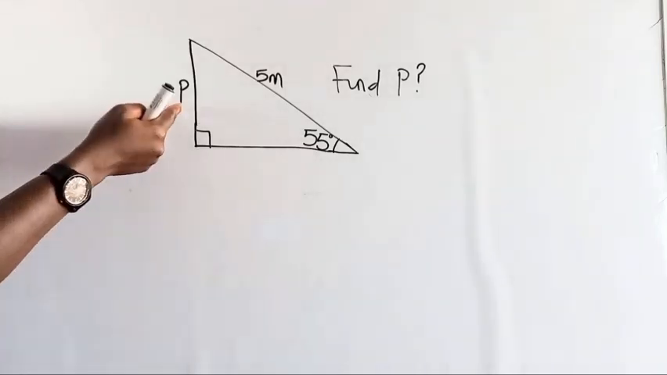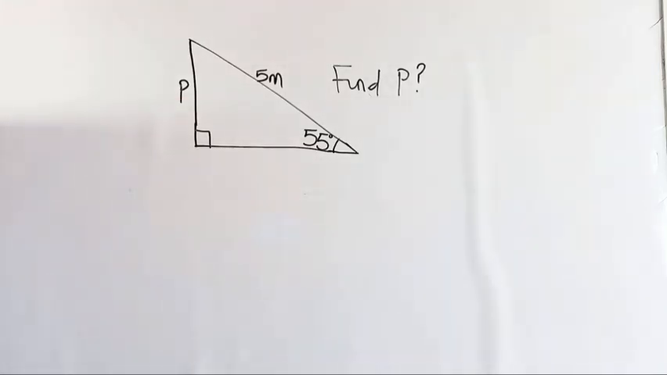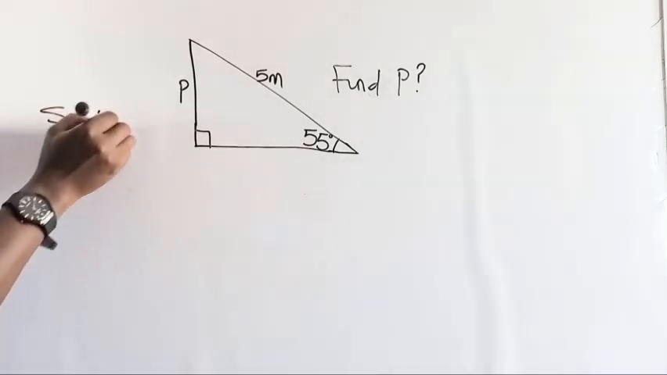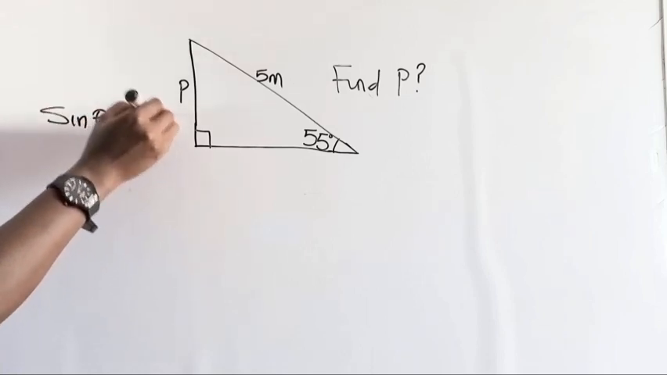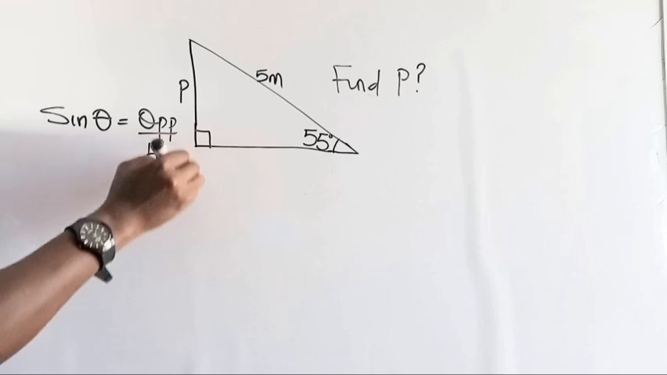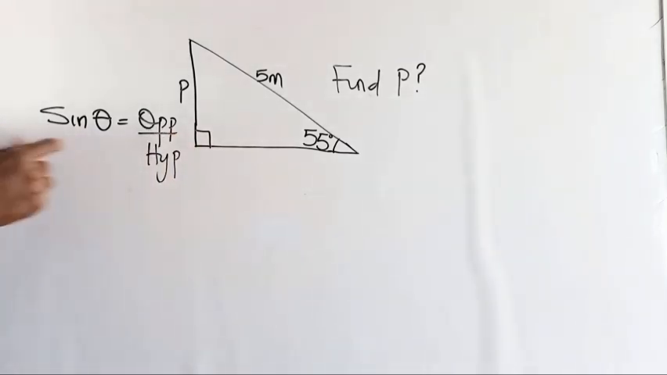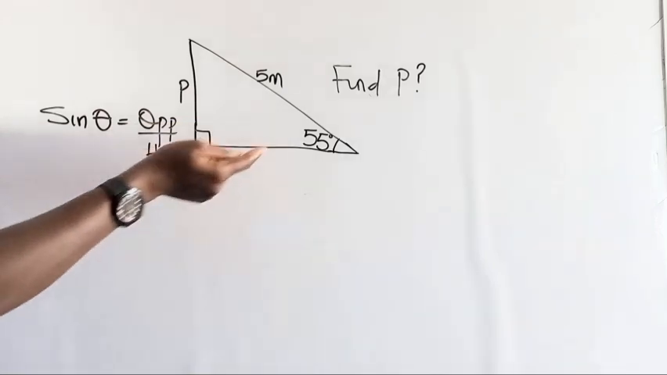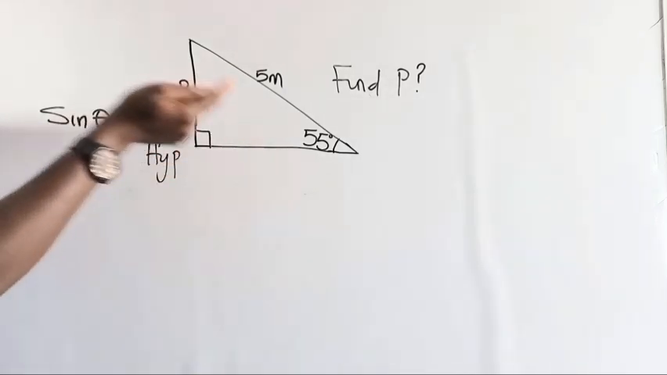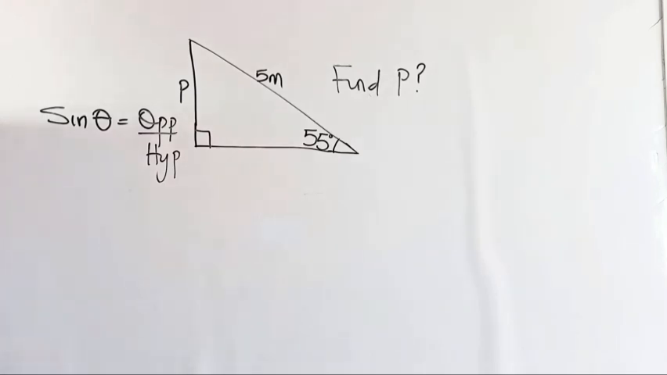To find this unknown length P, I'm going to be using the sine ratio. The sine ratio is given with this formula: sine theta equals opposite over hypotenuse. This is one of the trigonometric ratios that we use to either find the length of an unknown side in a right angle triangle or a missing angle.